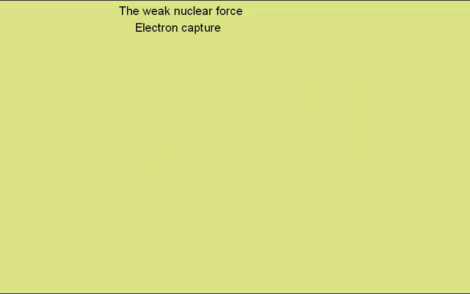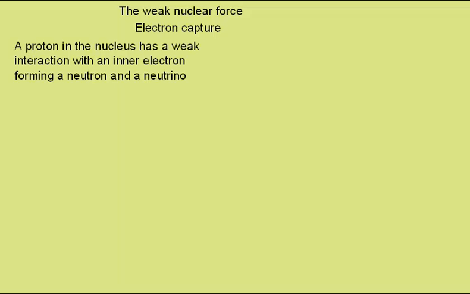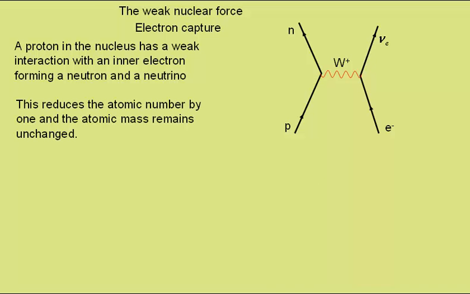The weak nuclear force is also responsible for electron capture. This is where a proton in the nucleus, generally a proton-rich nucleus, has a weak interaction with an inner electron, forming a neutron and a neutrino. So here we have the Feynman diagram for this. So a proton here and an electron here exchange a W+ boson, the proton becoming a neutron and the electron becoming an electron neutrino. This has the effect of reducing the atomic number of the atom by 1 as it's lost a proton, but the atomic mass remains unchanged as this proton has become a neutron.